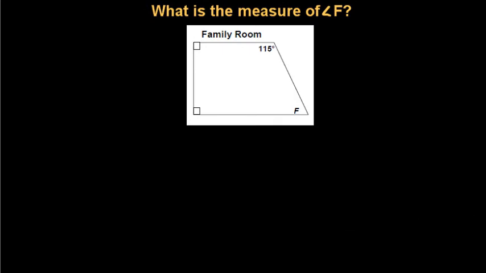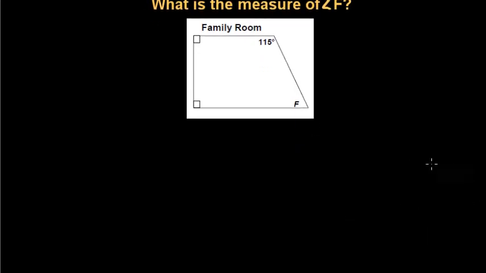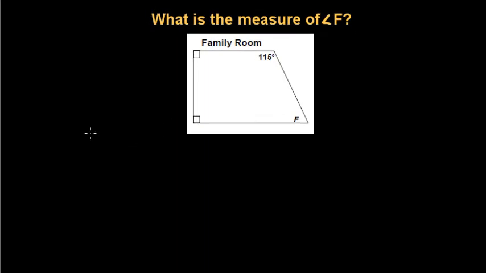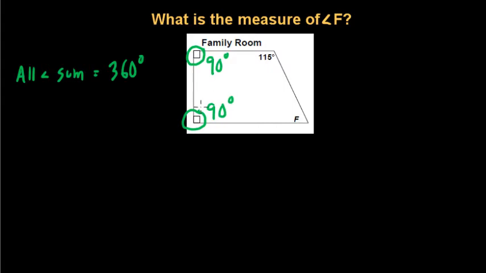Okay, and we have to use what we know. So this is a quadrilateral. So we know that if I take all angles added up, so the sum, that's not how you spell sum, equals 360 degrees. We also know that this symbol right here means 90 degrees, and this symbol right here means 90 degrees. So if I just add up these 3 angles and I take it away from 360, I'll be able to find F. So let's check it out.